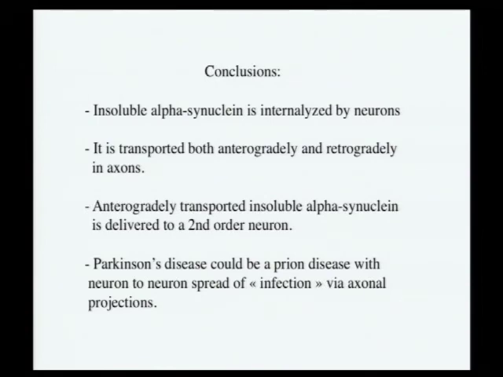So in conclusion, and I am done, alpha-synuclein is internalized by neuron. It's transported both anterogradely and retrogradely. It's delivered to the second order neuron, and Parkinson's disease could be a prion disease with spread of the infection via axonal projection. I'd like to thank many collaborators.